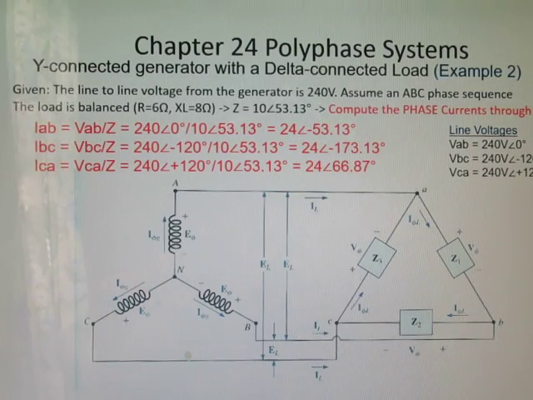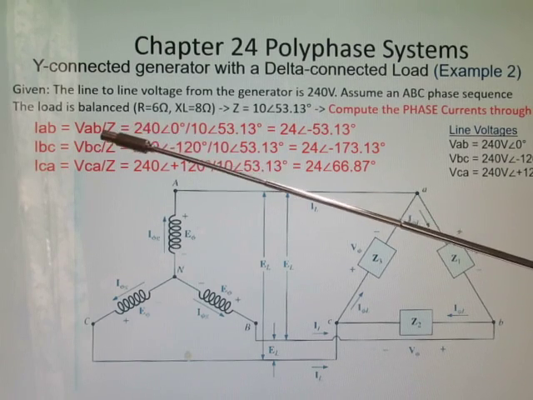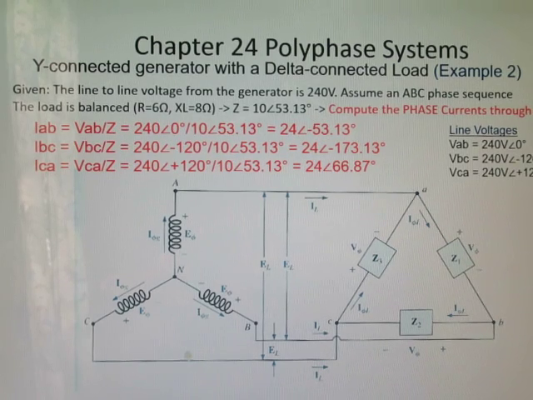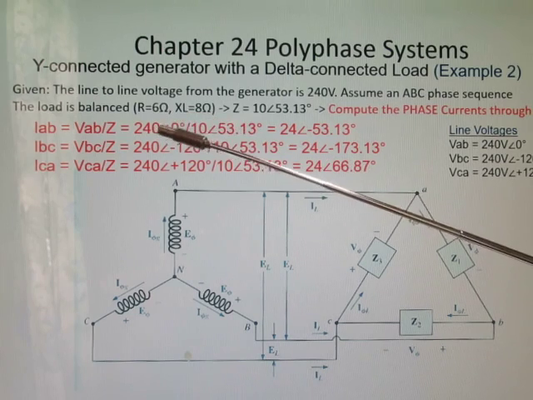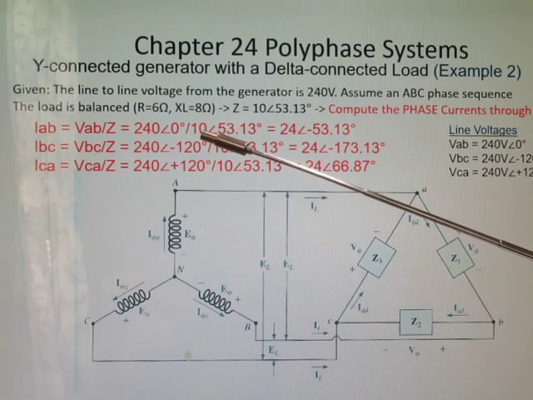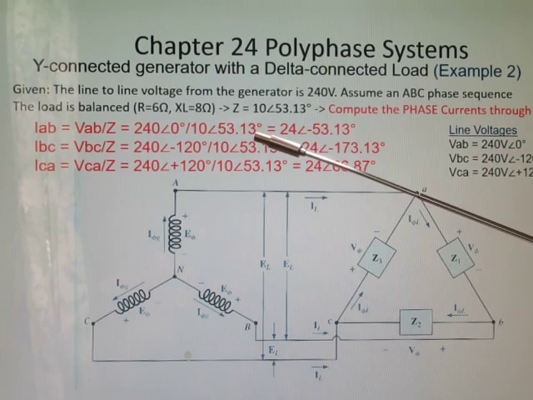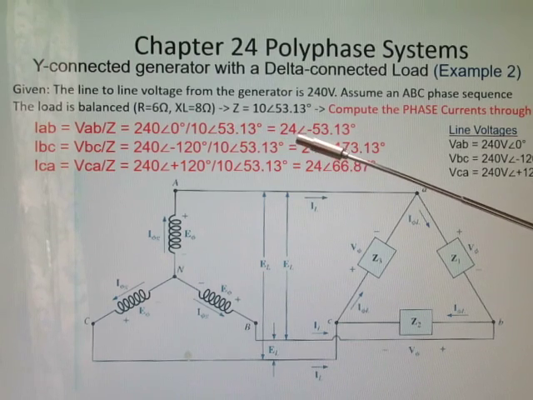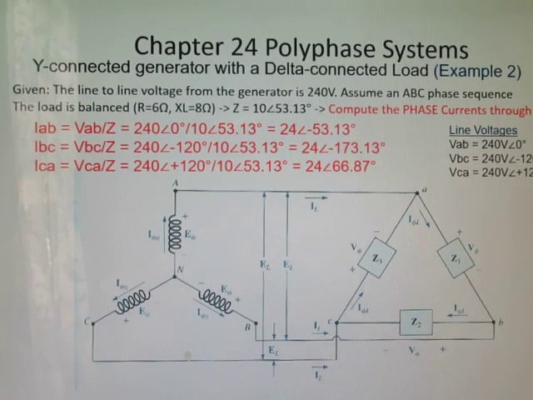So here's our slide. We're dividing the line voltage by the magnitude of the impedance. And so we have 240 at 0 divided by 10 at 53.13, and we get 24 at minus 53. And then I did that for each one of these.